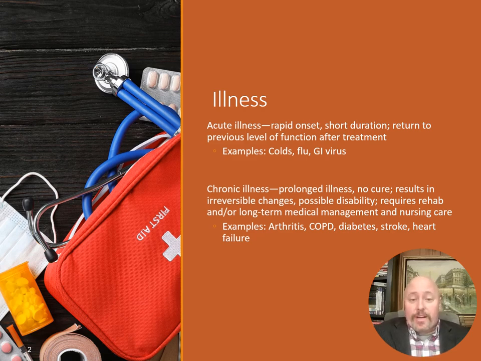On the other hand, chronic illnesses are prolonged illnesses, often have no cure, result in irreversible changes and possible disability, maybe even requiring rehab or long-term medical management and nursing care. Everything from arthritis and diabetes to stroke and heart failure. And keep in mind, as the population ages, more older adults are living with more than one chronic condition. And these chronic conditions often account for 70% of all deaths within the United States.